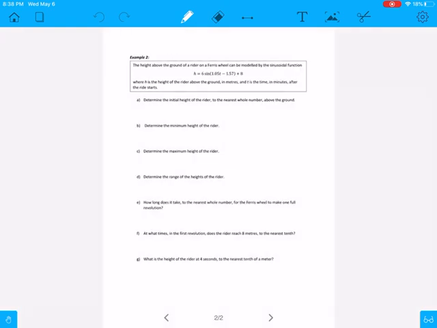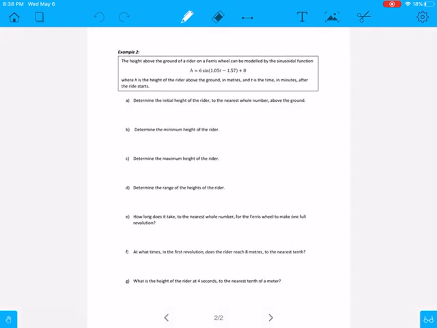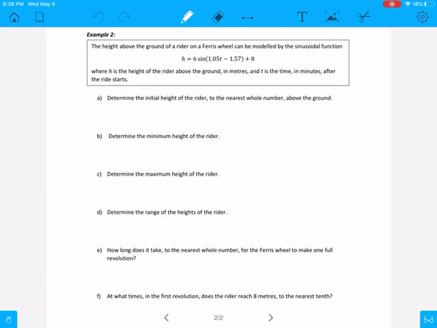One more question. So we have a whole new one. The height above the ground of a Ferris wheel can be modeled by the sinusoidal function h equals 6 sine (1.05t minus 1.57) plus 8. H is the height of the rider above the ground in meters. T is the time in minutes. So T is in the X spot, H is in the Y spot.